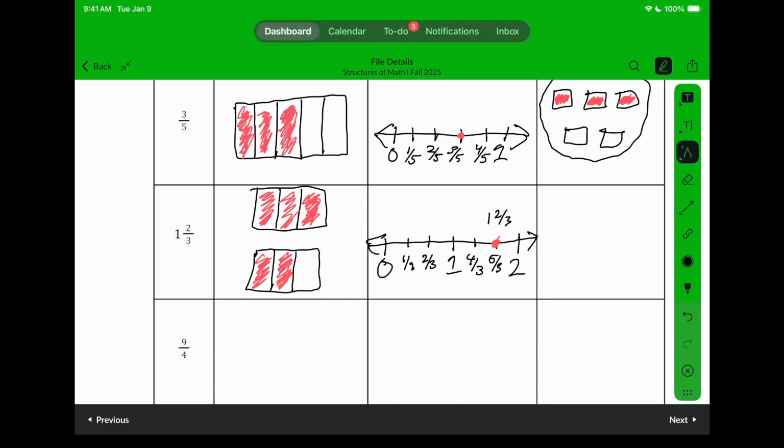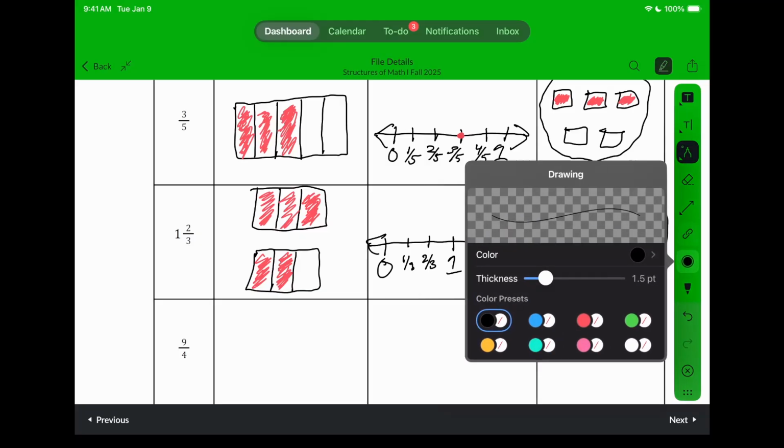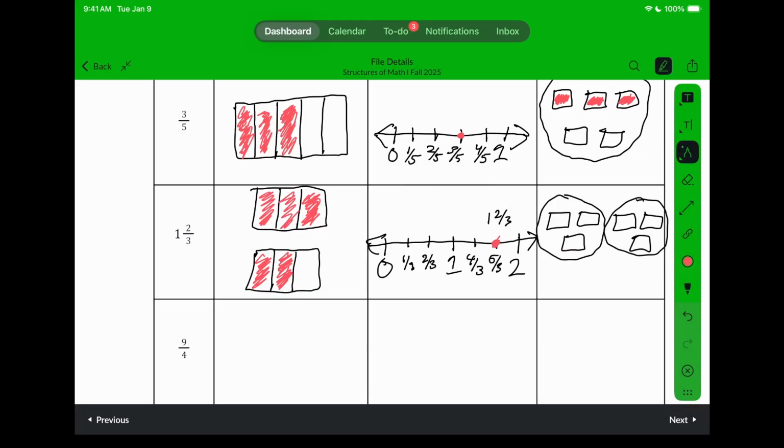And then our set model, I'm going to draw little boxes again. 1, 2, 3, and then I'm going to circle them, but I'm going to circle each group of 3 to show the 2 different wholes. And then to show that they're 2 different groups, I can shade all 3 of these to show that this whole group is shaded, and then 2 of these to show that only 2/3 of this group is shaded.